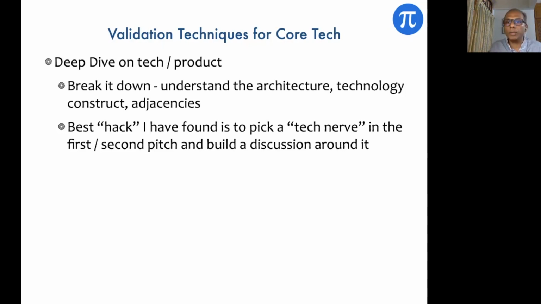In terms of Agnikul, the tech nerve was the 3D engine, the 3D printed engine. We didn't realize the significance of it till probably the second or third discussion, but that was the tech nerve. With different companies, tech nerve is nothing but picking that core innovation, if you think about it, right? And if you can train yourself to pick that core innovation in the first or second pitch and build a discussion around it, the rest of the framework becomes slightly easier to unravel.